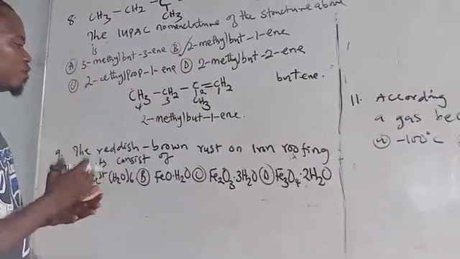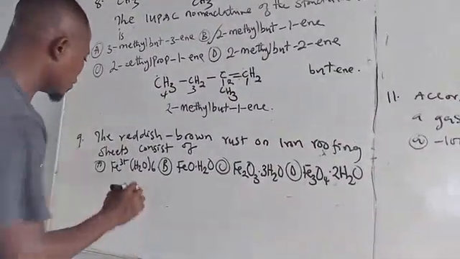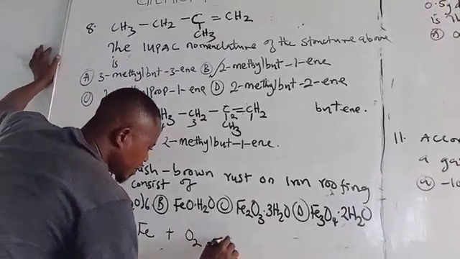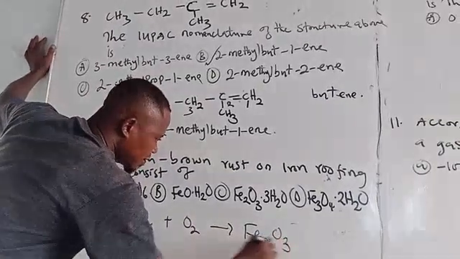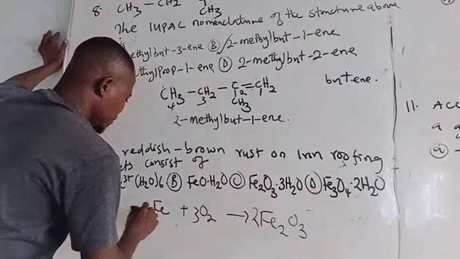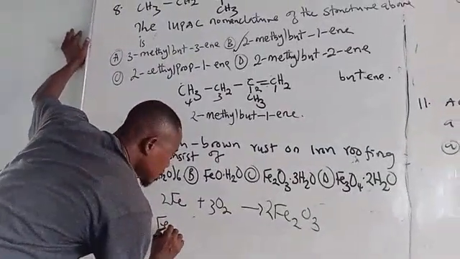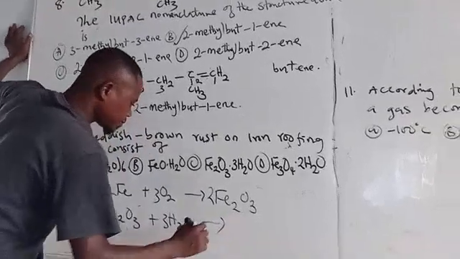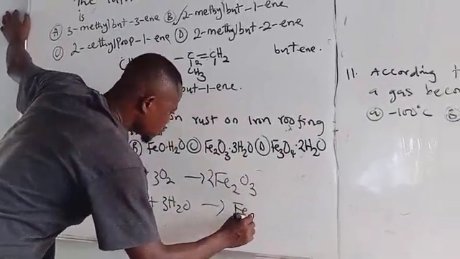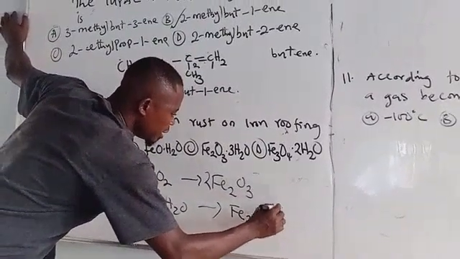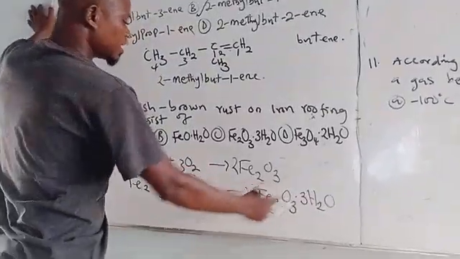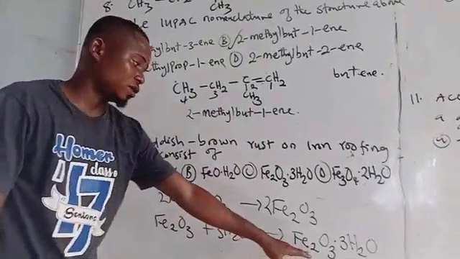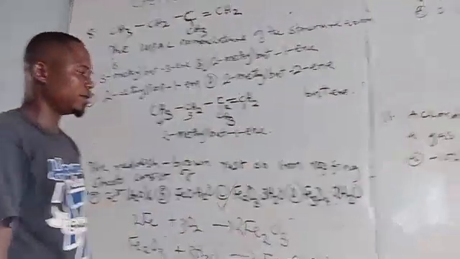Now, iron rust is actually a reaction between iron and oxygen in the presence of water. How does it happen? We have iron reacting with oxygen to form iron oxide. You balance this. Now the iron oxide reacts with 3 molecules of water to form Fe2O3.3H2O, and this is the makeup of iron rust. This is what the reddish brown rust on iron consists of. So the correct answer is option C.